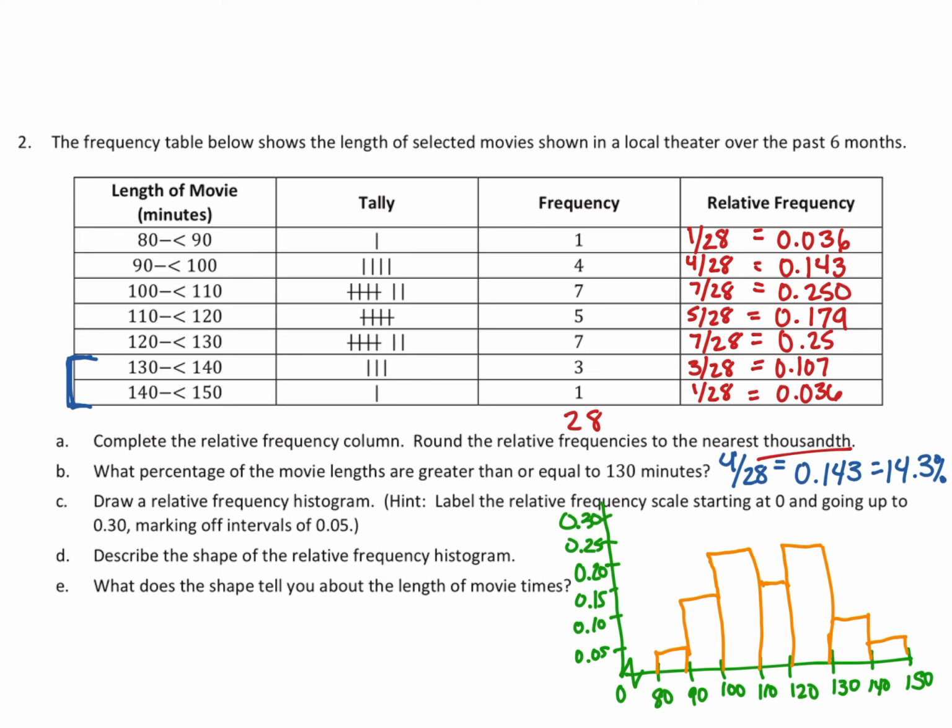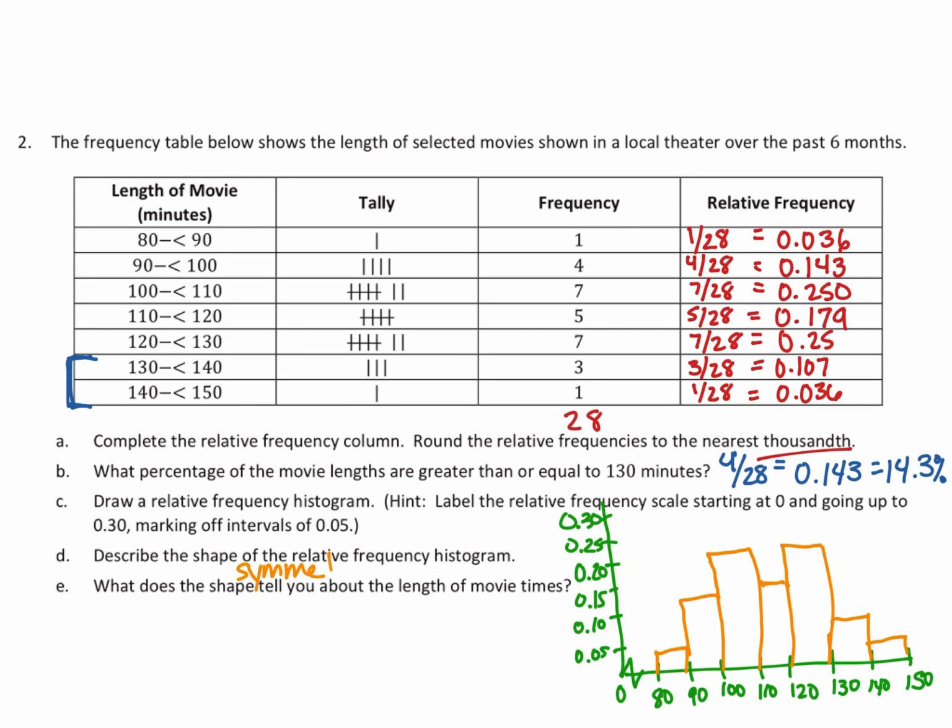Then our shape is either skewed or symmetric, and if we were to put a line down the middle of our data, we would see that both sides are pretty similar. So we would say this one is symmetric.